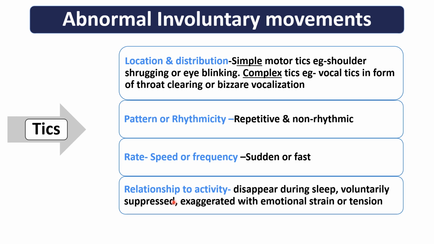Voluntarily, the child can suppress it. But whenever the child suppresses it, the child will have more anxiety, more tension during this time, and also will have the desire to elicit this movement, but the child can suppress. So we can easily differentiate. Tics can be suppressed voluntarily, and other movements cannot be suppressed by the child. It is exaggerated with emotional strain and tension.